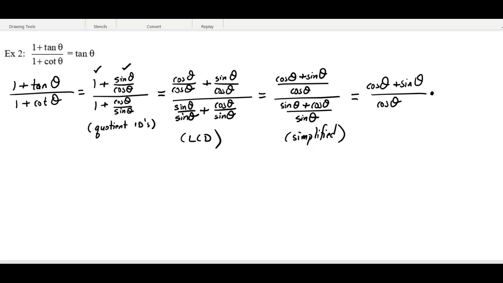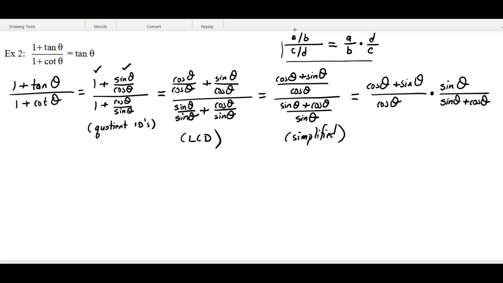times sine of theta over... Okay, so if you're looking at this like, what in the world just happened? Here's what we just did. We took A over B divided by C over D, and we rewrote it as A over B times, so instead of dividing by C over D, you're multiplying by D over C. That's what we just did.